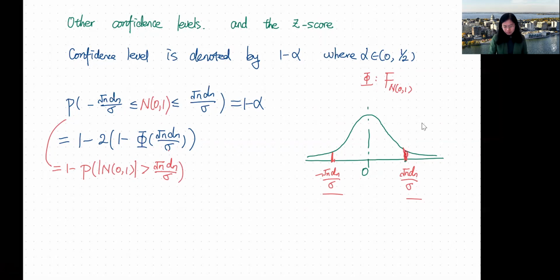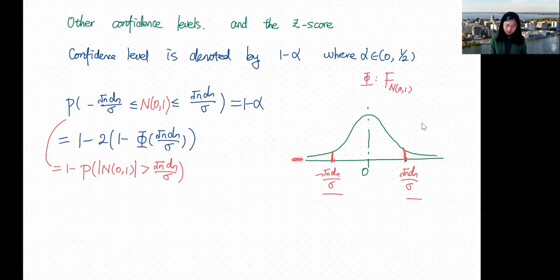But now, what is the probability of the tails? Because of the symmetry of the standard normal distribution, these two tails are the same. Therefore, the probability that standard normal is beyond this point is equal to the probability that it is beyond this point. Because this area is symmetric to this area, and the PDF is symmetric around 0 as well. So therefore, the probability that standard normal is greater than this positive number equals the probability that it is less than this negative number.